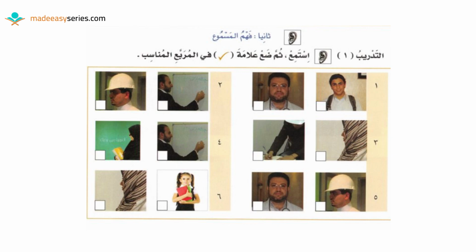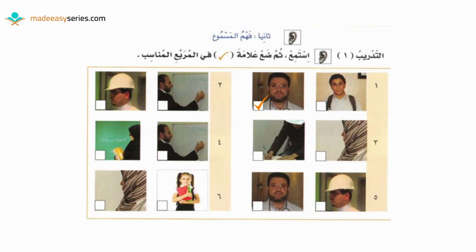التدريب الأول. استمع ثم ضع علامة صحيح في المربع المناسب. 1. طبيب. 2. مهندس. 3. طبيبة. 4. مدرس. 5. مهندس. 6. طالبة.